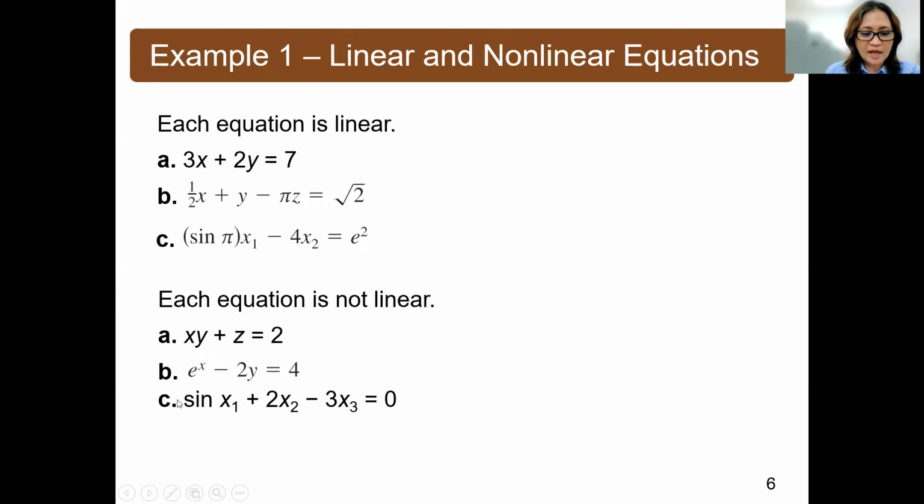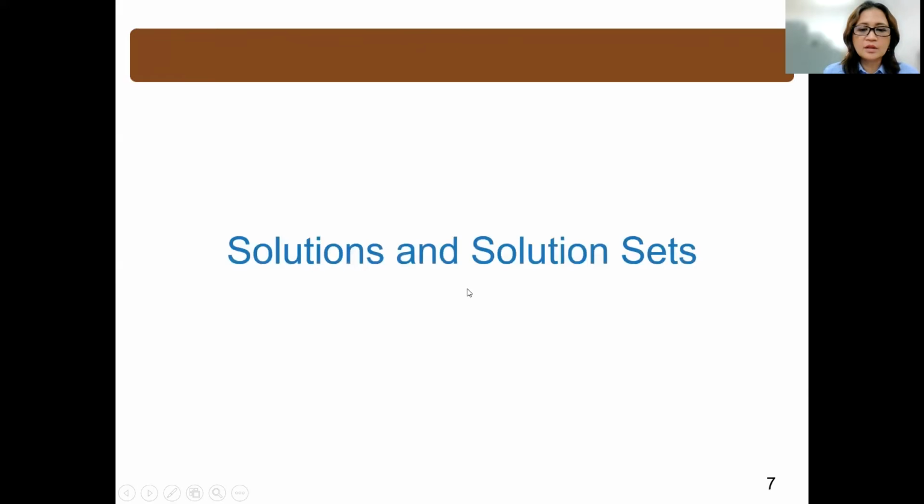And sine x sub 1 plus 2x sub 2 minus 3x sub 3 equal to 0 is also nonlinear because we have a transcendental function, particularly a trigonometric function, of x sub 1. So whenever we have a product of two variables, or transcendental functions of the unknown variables, the equation becomes nonlinear. Now, what are solutions and solution sets?